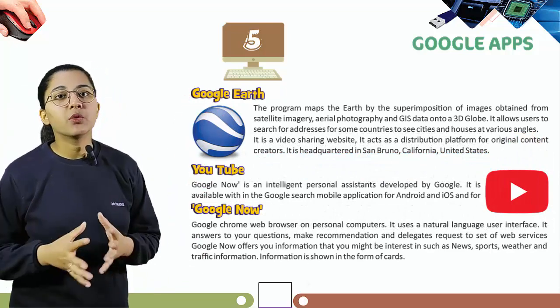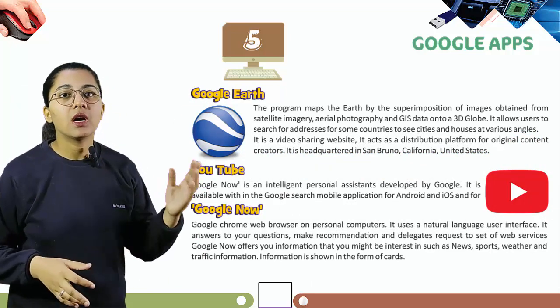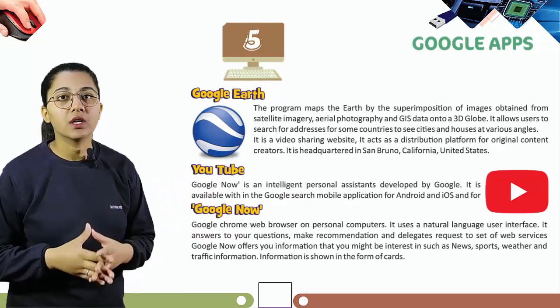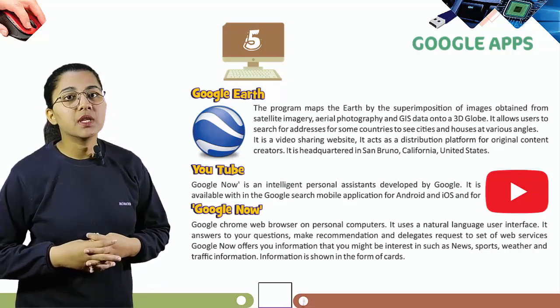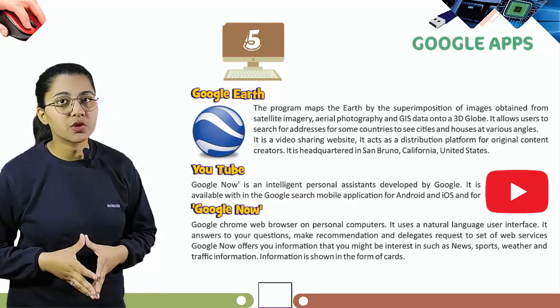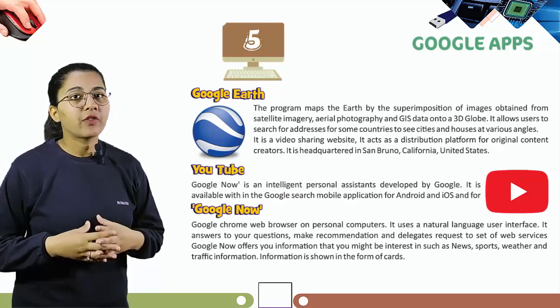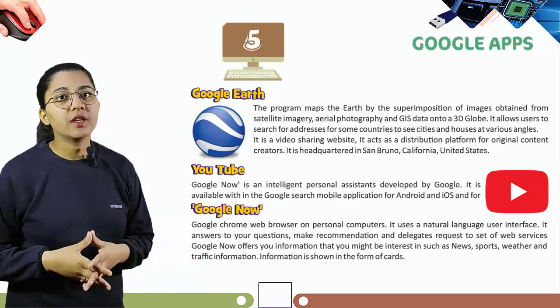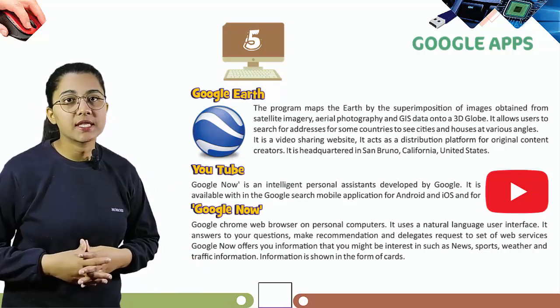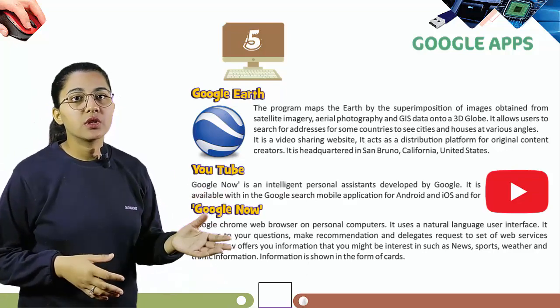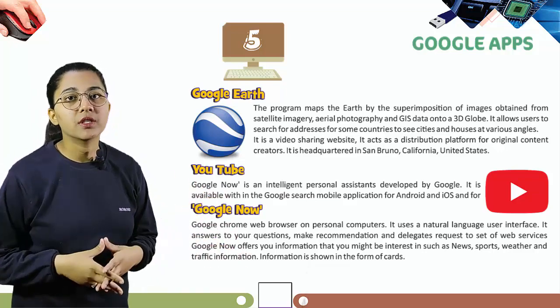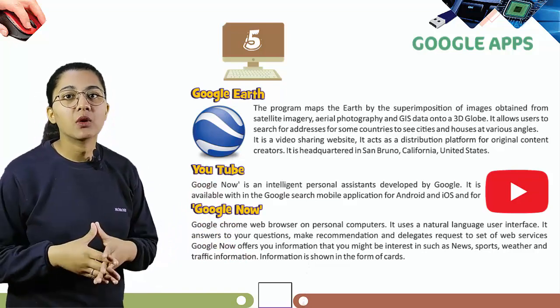Now we have Google Earth. Google Earth is a computer program that renders a 3D representation of Earth based on satellite imagery. The program maps the Earth by the superimposition of images obtained from satellite imagery, aerial photography and GIS data onto a 3D globe. It allows users to search for addresses for some countries to see cities and houses at various angles.